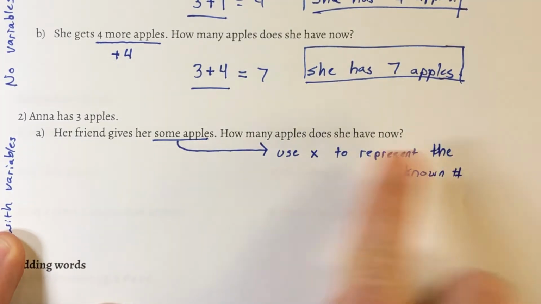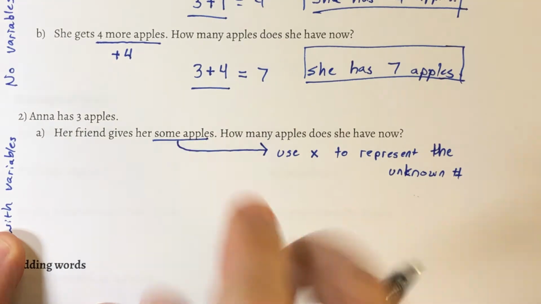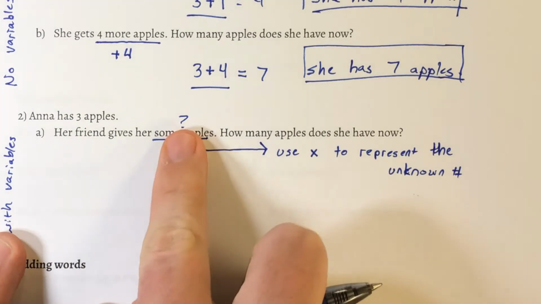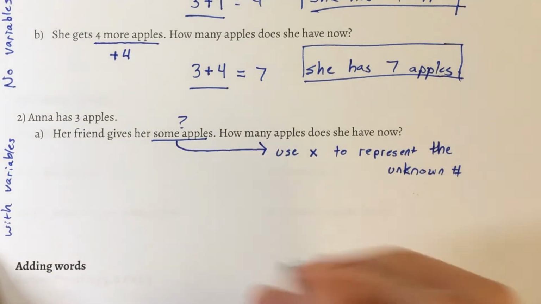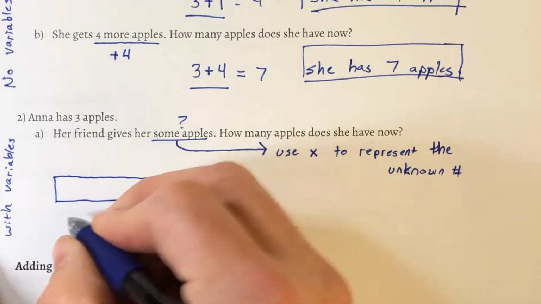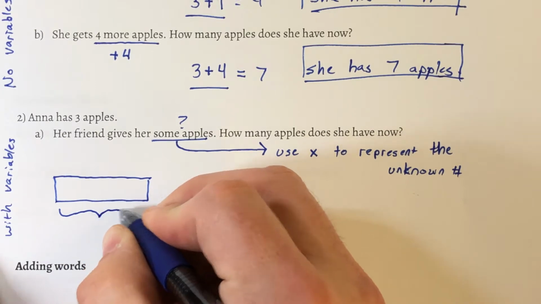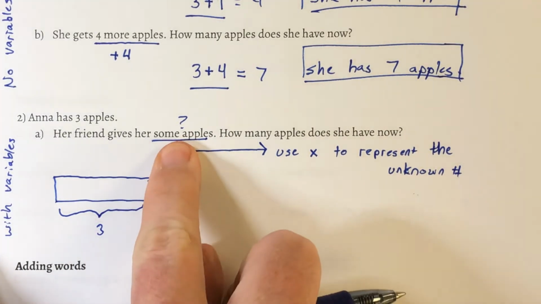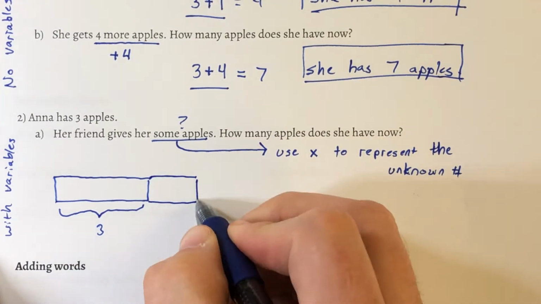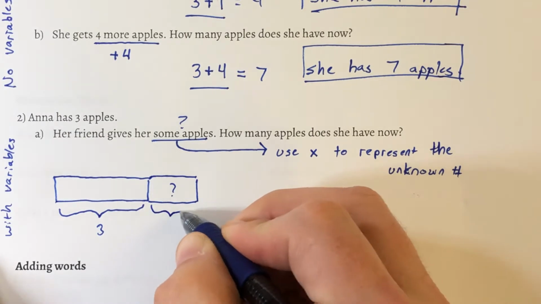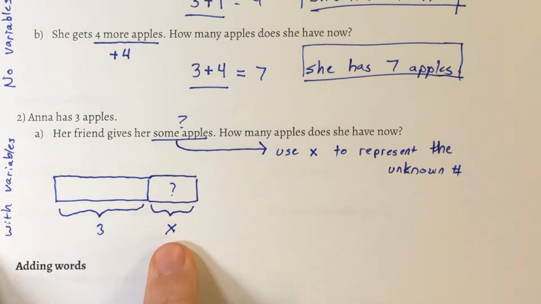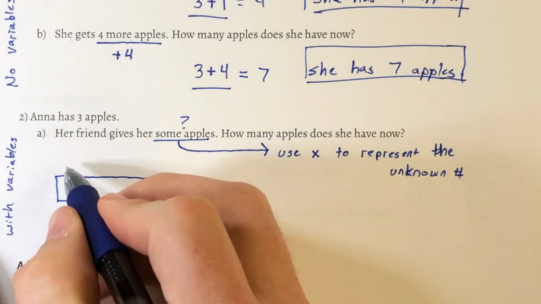So we're going to use x to represent the unknown number. We don't know how many apples, just some. So we're going to use x. Think of it like using a question mark. All right, so to visualize this, think she's got 3 apples. She gets some apples from her friend, right? So some apples. We have no idea what that is. And we're going to represent that with x. So some apples. It could be 1 apple, it could be 4 apples, it could be 20 apples, in which case you'd be really excited.